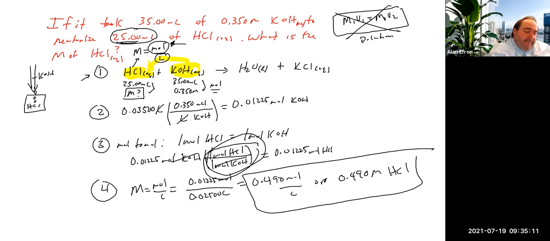So don't fall into that trap where sometimes people just continuously use the dilution equation for titration problems. A lot of times they will get it incorrect because the mole relationship is not 1-to-1, so it will not work out correctly.